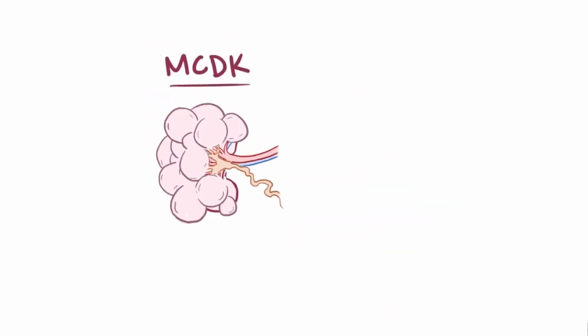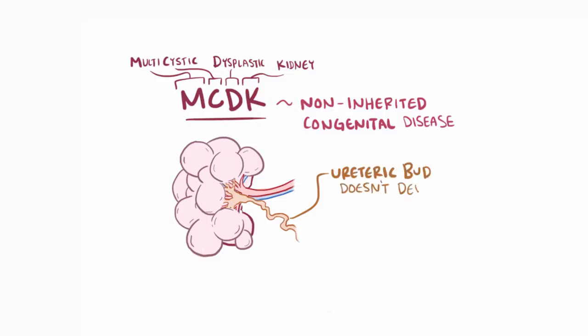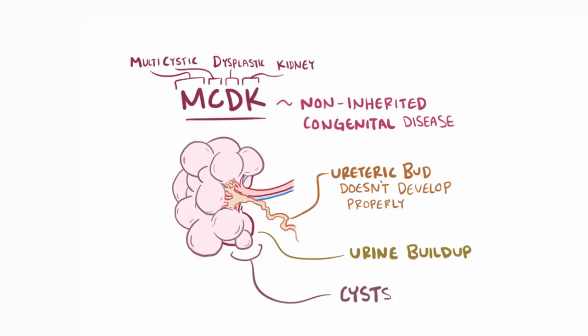Alright, so as a quick recap, multicystic dysplastic kidney is a type of non-inherited congenital kidney disease where the ureteric bud fails to develop properly, resulting in a buildup of urine and formation of cysts.